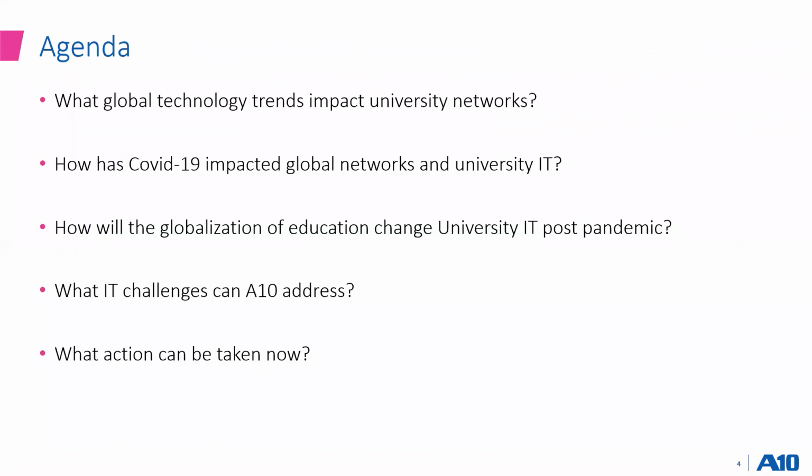So today we're going to talk about what those global technology trends are and how we see them impacting university IT and their networks, how COVID-19 specifically has impacted the global networks and university IT, and how that globalization of education will change university IT post-pandemic. And what IT challenges can we help you address, and what are some of the action steps that can be taken now?